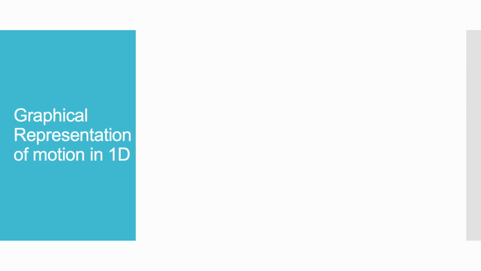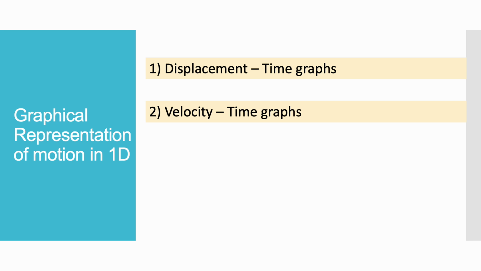We can represent motion in one dimension using three main types of graphs: displacement time graphs, velocity time graphs, and acceleration time graphs. These visual representations make it easier to understand trends, calculate quantities like velocity and acceleration, and interpret real-world motion data.